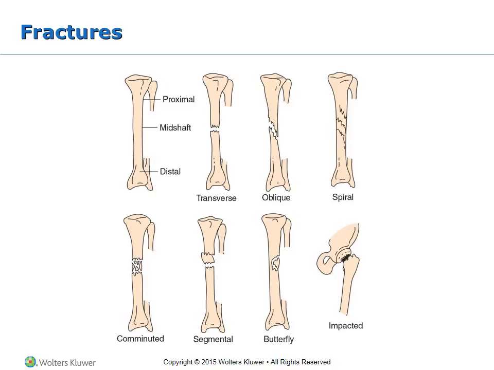So it's similar to comminuted, except comminuted has lots of little pieces, where segmental is just one piece. A butterfly fracture is just a portion of the bone, and it's not broken all the way through. And then you can see here impacted, where one piece is pushed into another.